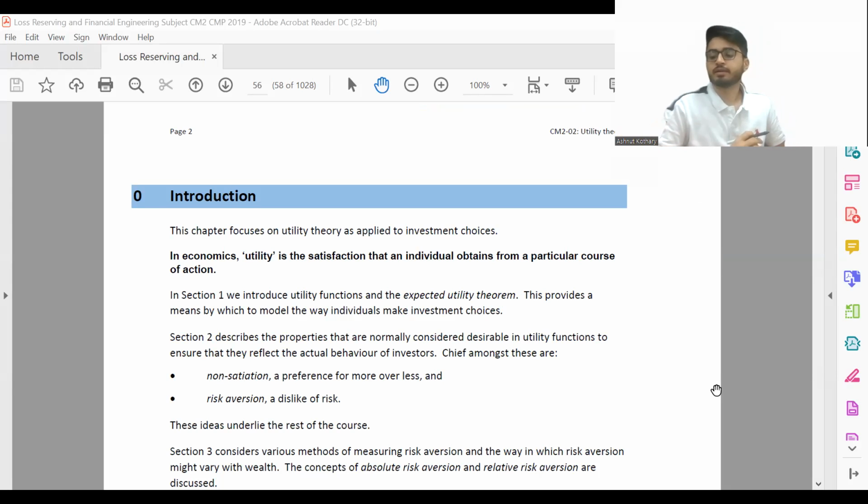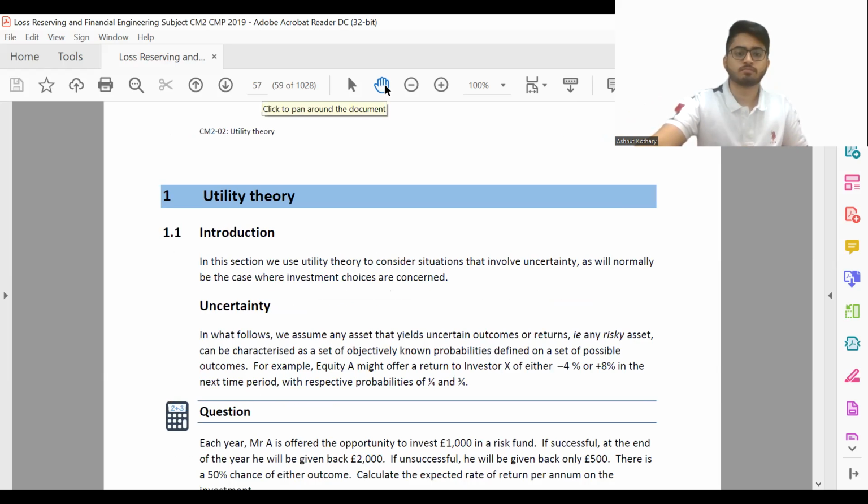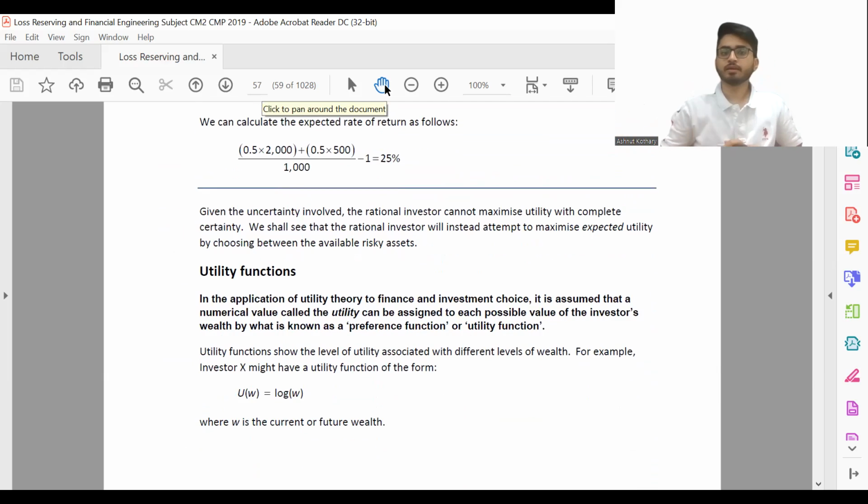Utility is the satisfaction that an individual obtains from a particular course of action. Next, give the heading utility function.